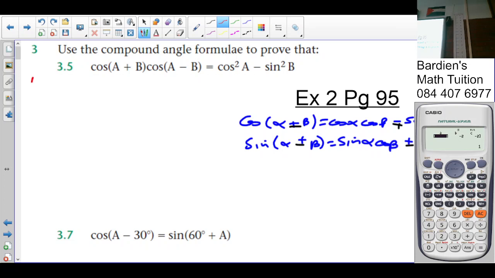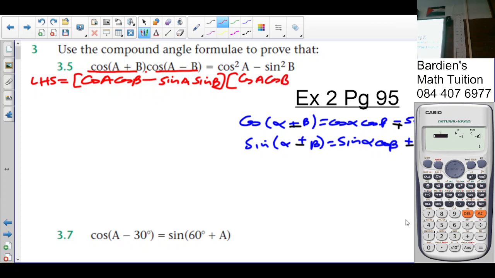Of course, the left hand side is more complex. So cos A plus B can be written as cos A cos B minus sine A sine B, and that is being multiplied by cos A minus B. It's going to become cos A cos B plus sine A sine B. So what do you notice here?